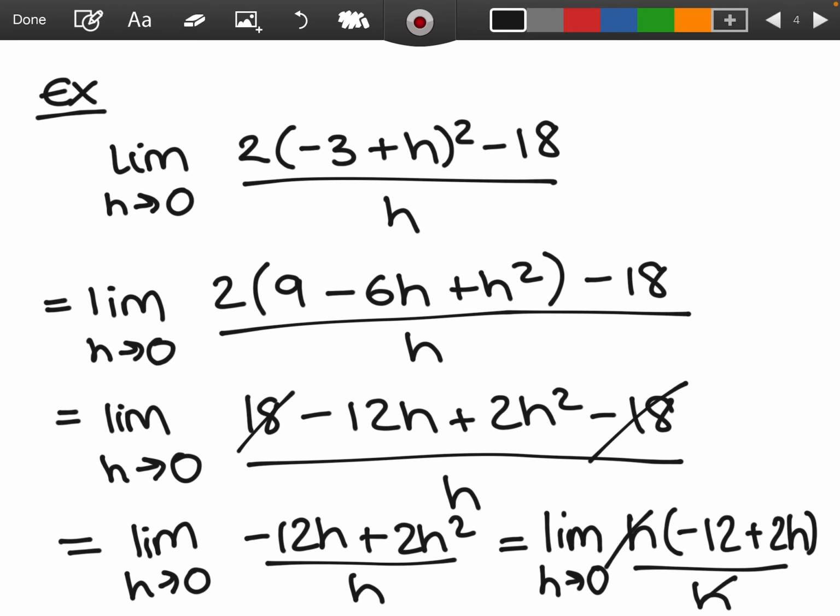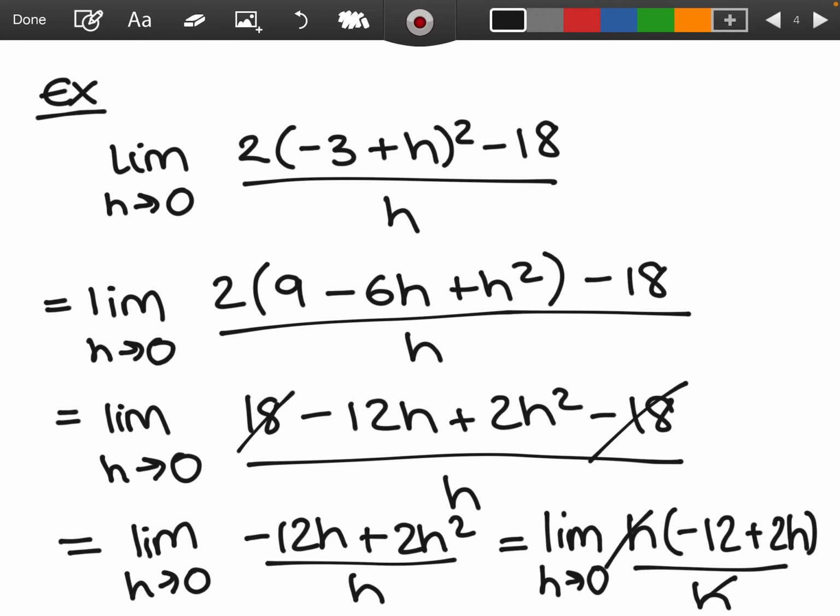And like I said, we can cancel out the h's because we're not going to set h equal to 0 at this point. We are just worried for this function what happens as h approaches 0. So we can cancel out the h's because it doesn't matter about dividing by 0, because we're only looking at what happens as h gets very, very close to 0.